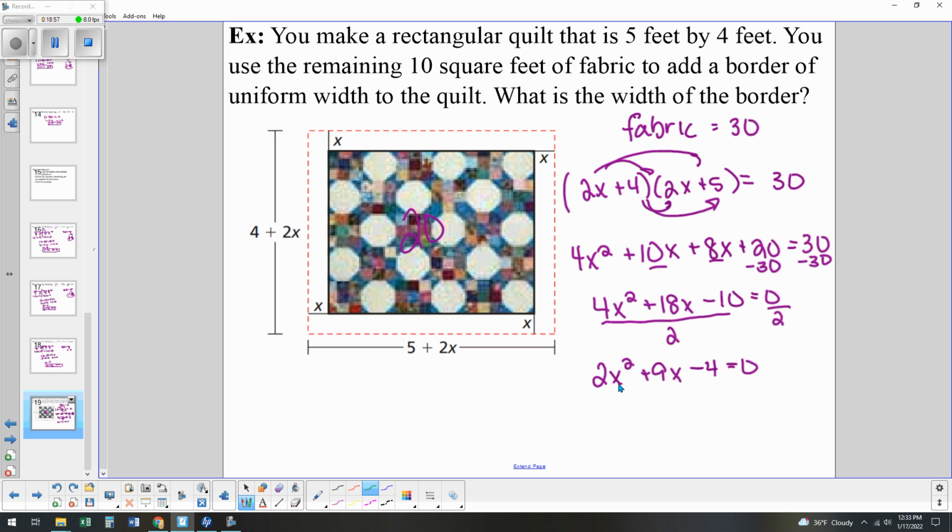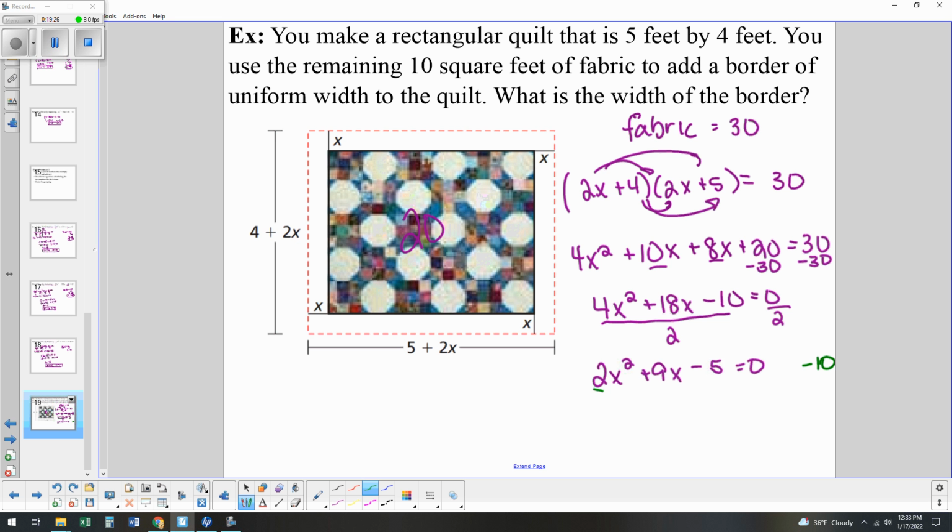So this is just like the last few that we've done. There's an a value. So 2 times negative 4 is negative 8. We know it has to be negative, so it's 1 positive, 1 negative. Oh, I think I wrote the wrong thing. I don't know why I wrote 4 there. Let's go back for a second. Because that doesn't make any sense. Negative 10 over 2 is negative 5. Okay, let's try this again.